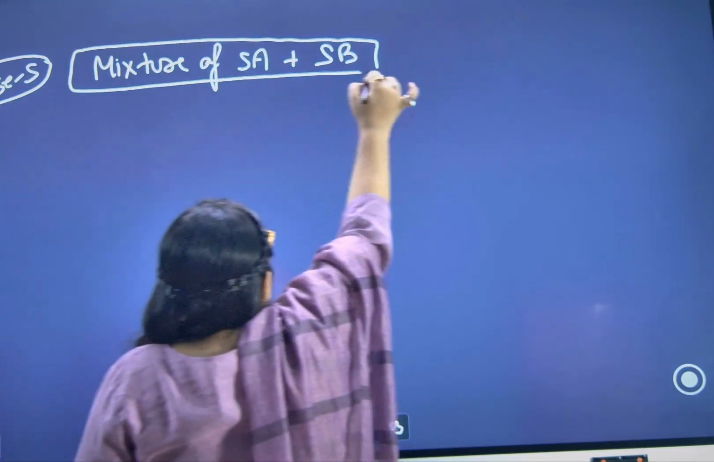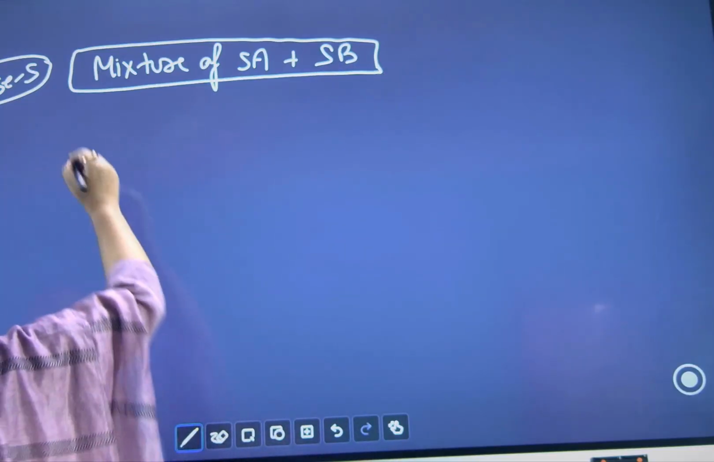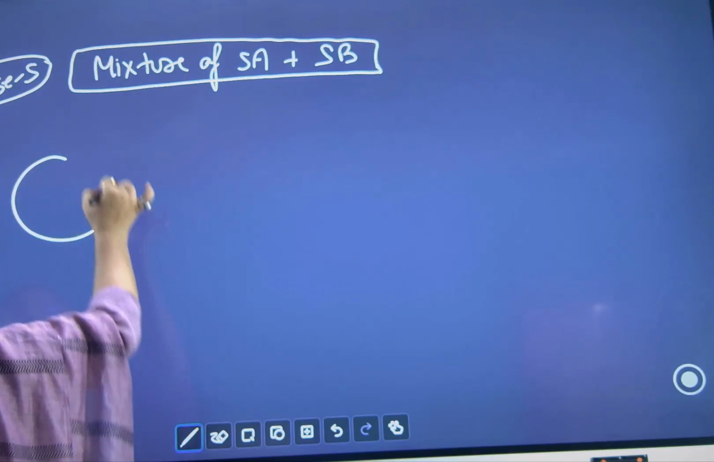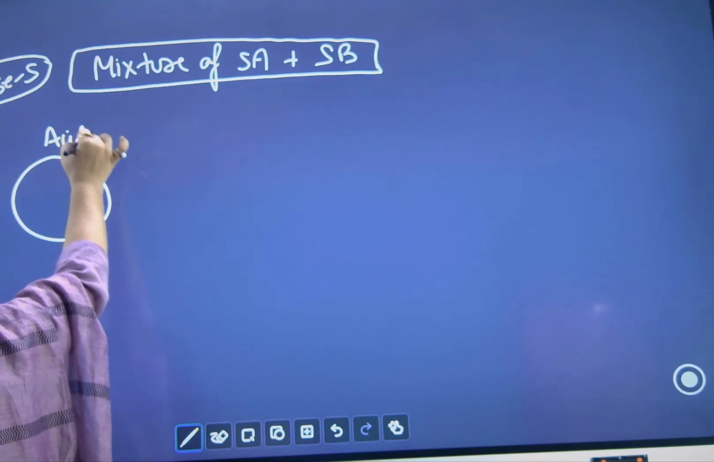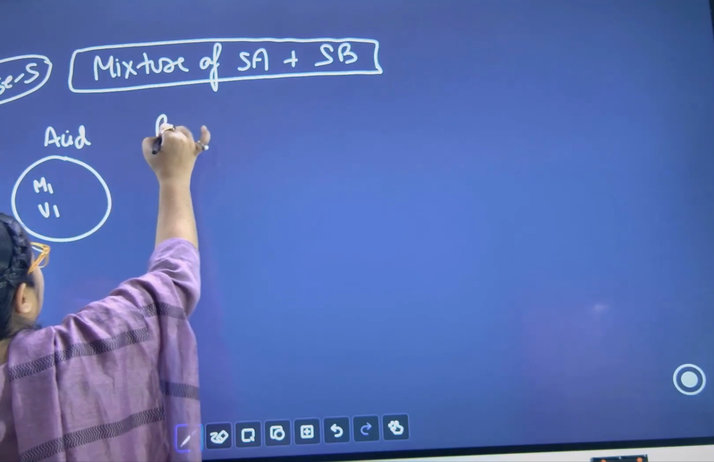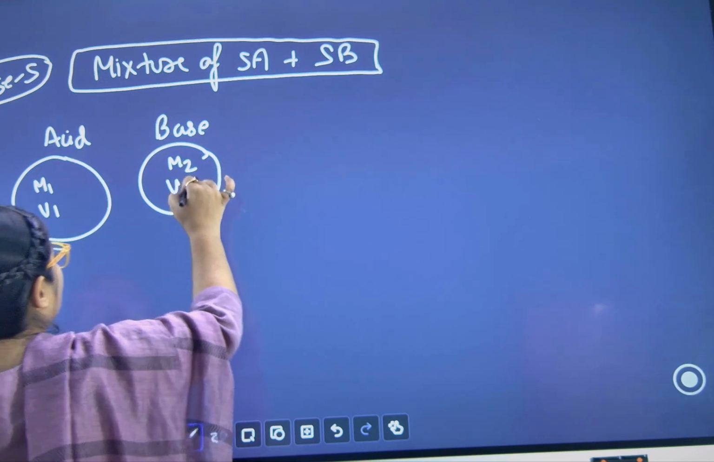Mixture of strong acid plus strong base. Okay, now here again we have 3 cases. Let's say for example, here I am taking acid, molarity is M1, volume is V1. Here I am taking base, so let's say molarity is M2, volume is V2.